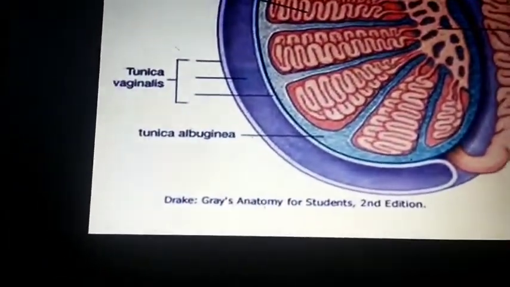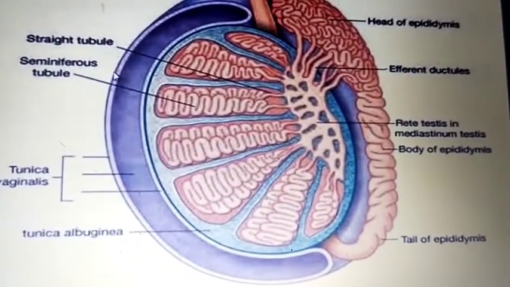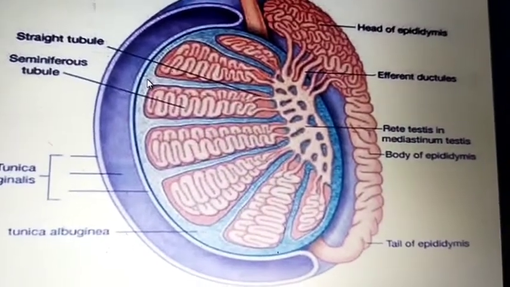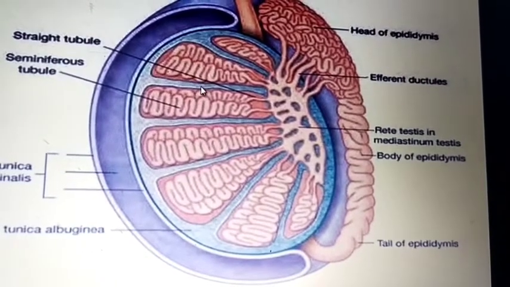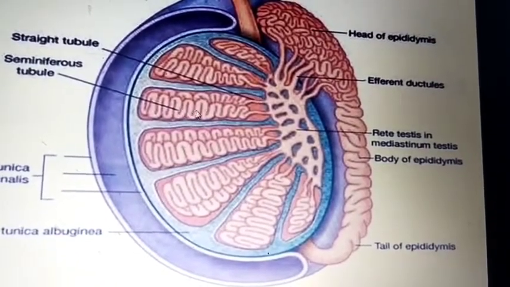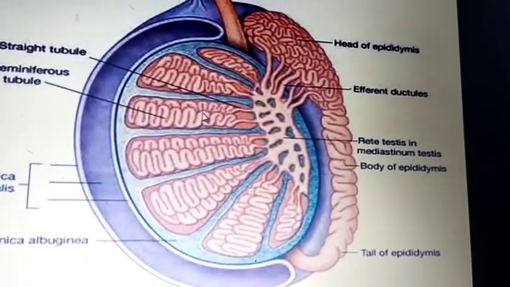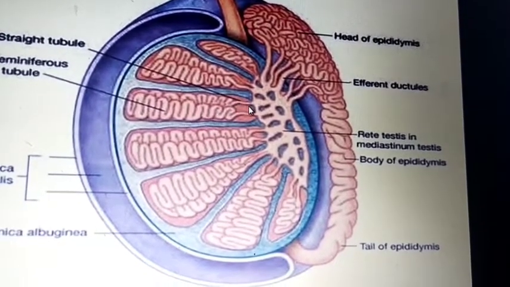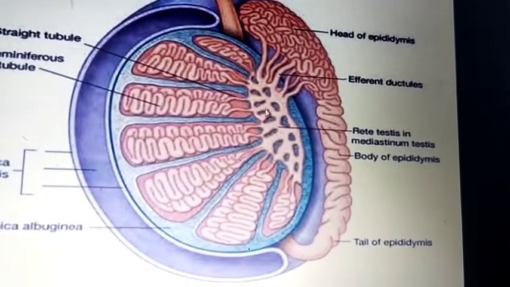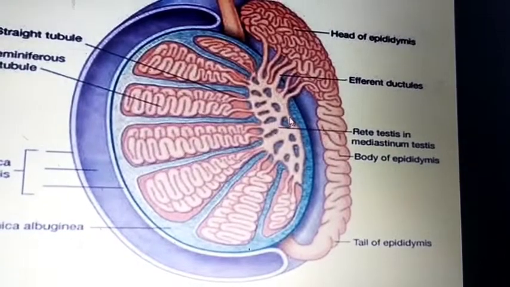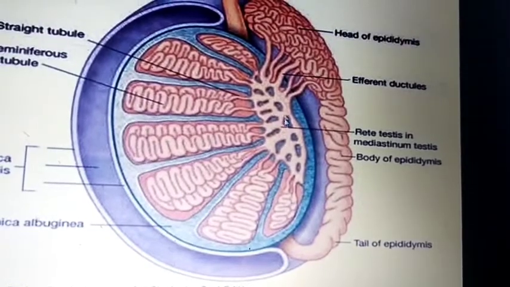Here are the structures you should identify and keep in mind. This is the tunica vaginalis, and this is the albuginea that makes the partitions between the seminiferous tubules, or in between the lobules. These coiled structures are the seminiferous tubules. Here only spermatozoa are formed. The straight structures are called straight tubules, and these straight tubules all join together and form one bunch-like structure, called the rete testis, in the mediastinum of the testis.